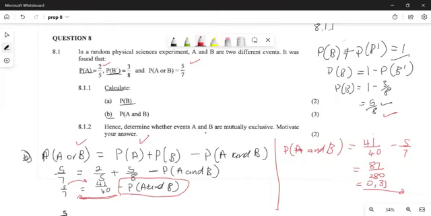Yes, and then you'll get 1 mark for substitution here, and then you'll get 1 mark for simplification, and then you'll get 1 mark for the final answer. Whether you leave it as a fraction or you leave it as a decimal, it doesn't matter.